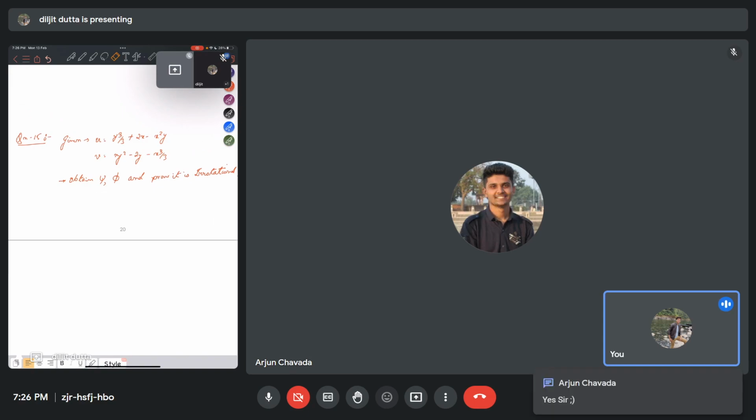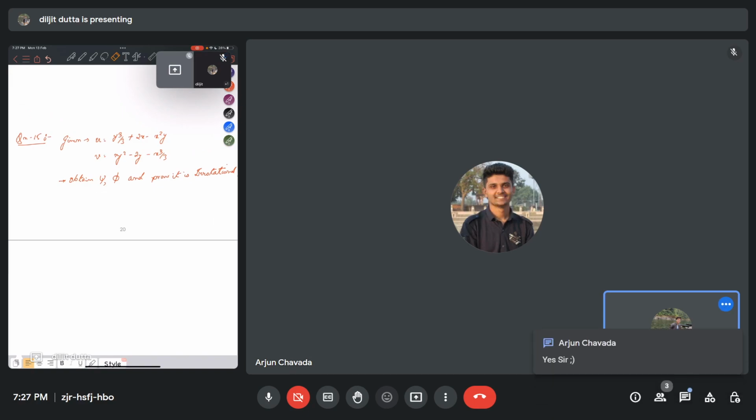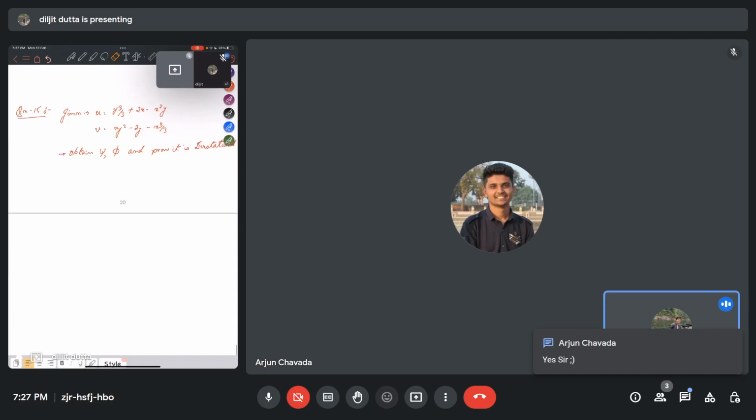So again a very simple question. So u is given as y cube by 3 plus 2x minus x square y, and v is given as xy square plus 2y minus x cube. So obtain psi.